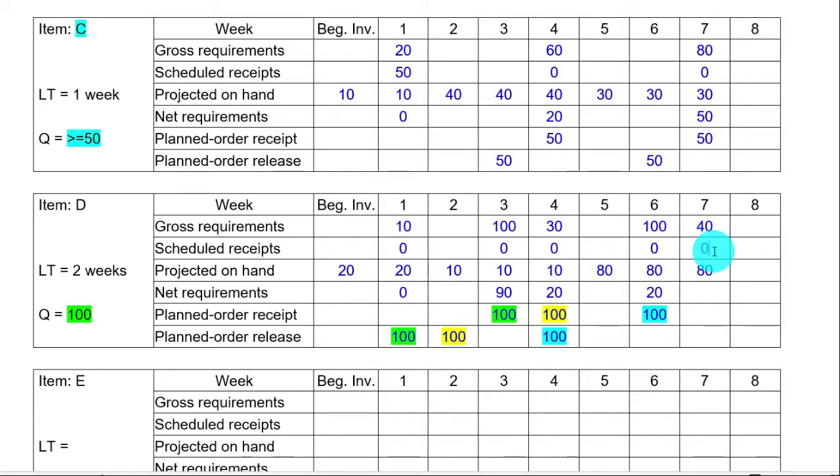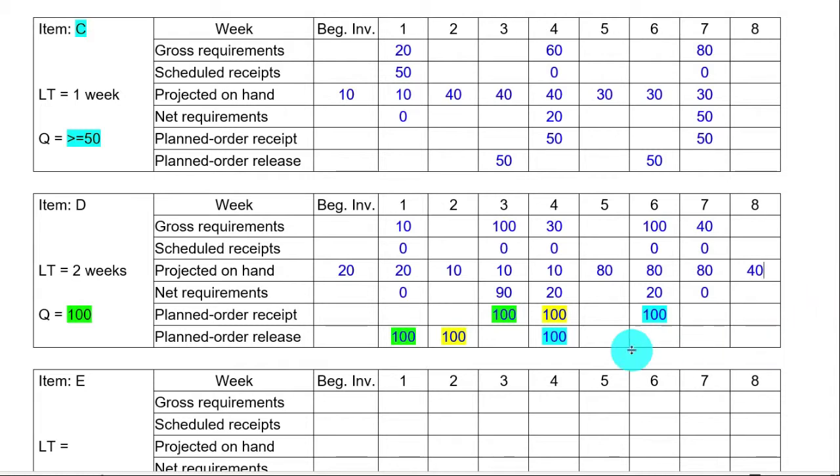40 minus 0 minus 80 is negative 40. But do not enter a negative number here. Just enter 0. If it's negative, it indicates you don't need to place any order. And on hand, it's going to be 80 available, and you use 40. You're going to have 40 on hand.